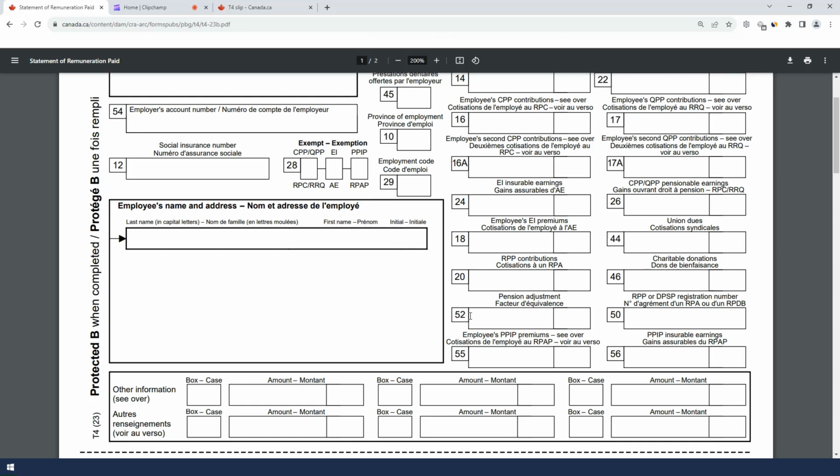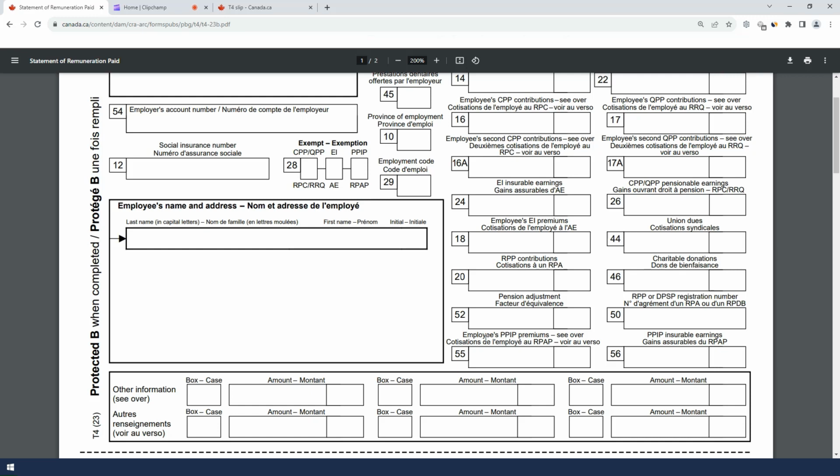Now your pension adjustment is a crazy calculation that has to do with how much your employer is contributing or matching with your pension plan. Now, the pension plan does have an impact on your RSP limit, but it has an impact for the following year. It's going to reduce your limit for the following year. So, whatever's in box 52 does not act as a deduction in the current year, but will reduce your RSP limit for the following year.